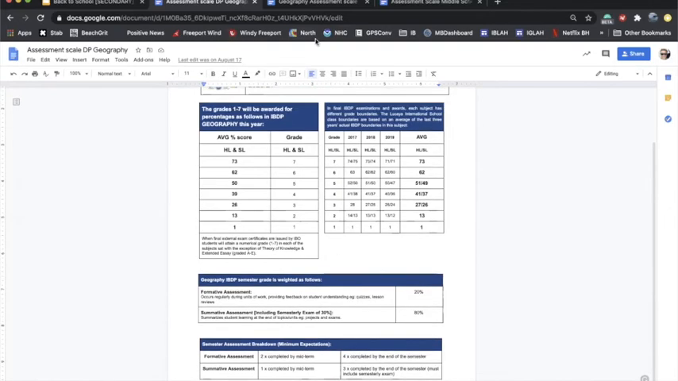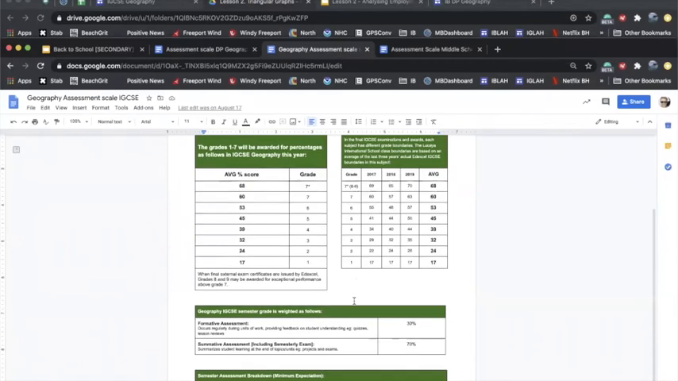And ultimately, this is very much the same if I click through to IGCSE. So we've done the same thing. It's the same percentages as last year. Formative assessment is worth 30%. Summative assessment is 70% in total. Again, we've disassociated an individual component of the exam, and we've allowed this to all become part of the summative assessment.